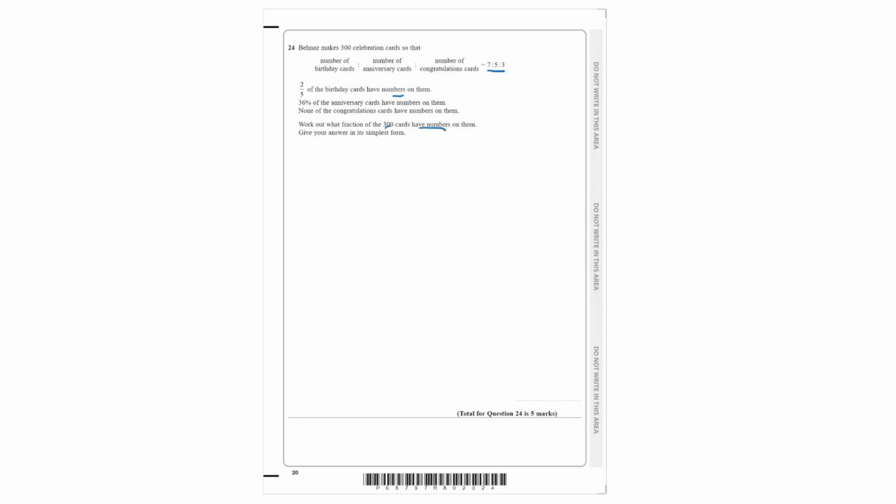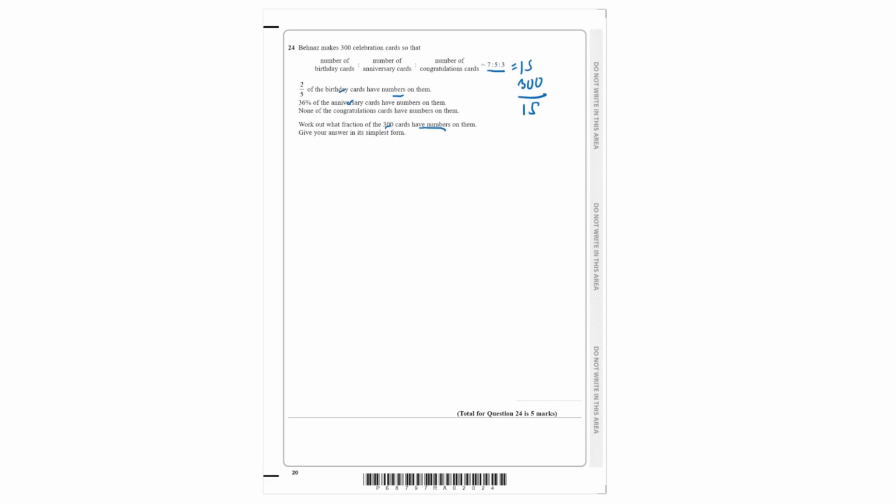So we can see that the anniversary cards and the birthday cards have them. So we have to find the number of birthday cards and the number of anniversary cards that have numbers, and combine them. So first off, we can see that the ratio given is 7:5:3. If we find the sum of this, it gives us 15. Why are we finding the sum? If we can figure out that 300 divided by 15 gives us 1 unit, we can then multiply it with our value to find out what we need.